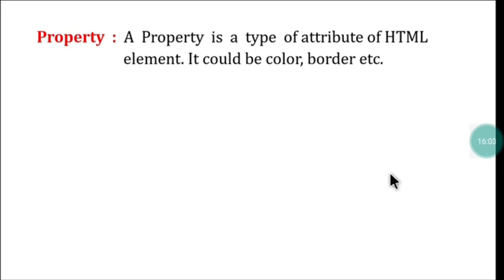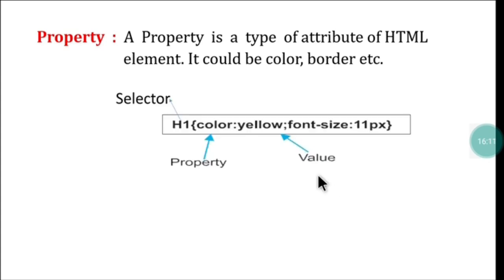Now property means what? A property is a type of attribute of an HTML element. It could be color, border, etc. Here, once again I am showing the selector and the property. Color is the property. Next, font size also is the property. So color and font size are the properties. It could be any other things.